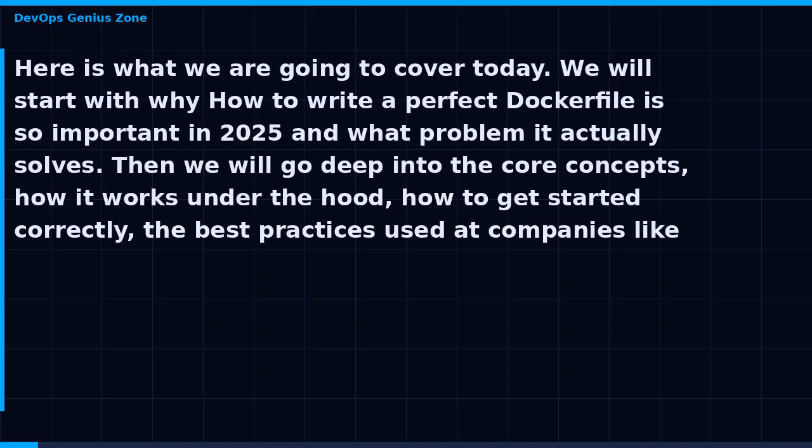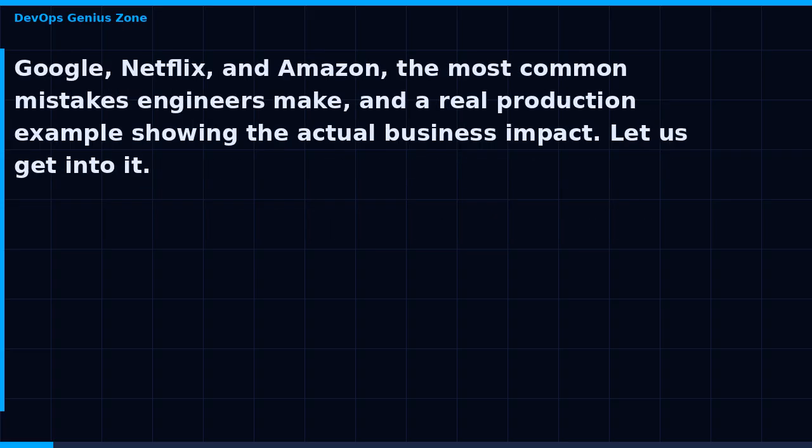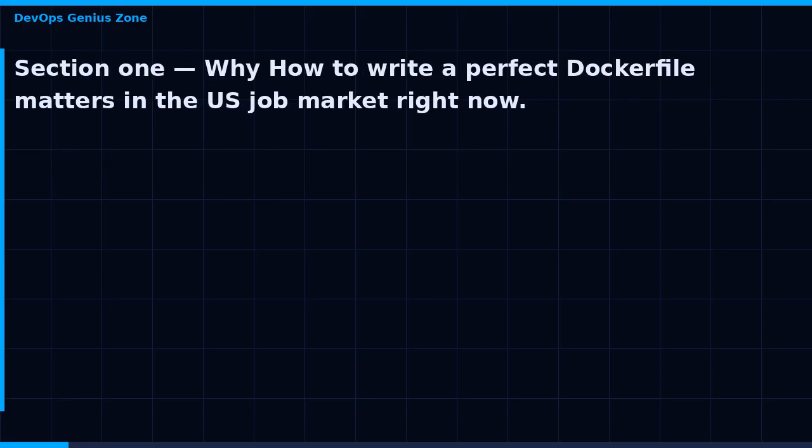Here is what we are going to cover today. We will start with why how to write a perfect Dockerfile is so important in 2025 and what problem it actually solves. Then we will go deep into the core concepts, how it works under the hood, how to get started correctly, the best practices used at companies like Google, Netflix, and Amazon, the most common mistakes engineers make, and a real production example showing the actual business impact. Let us get into it.